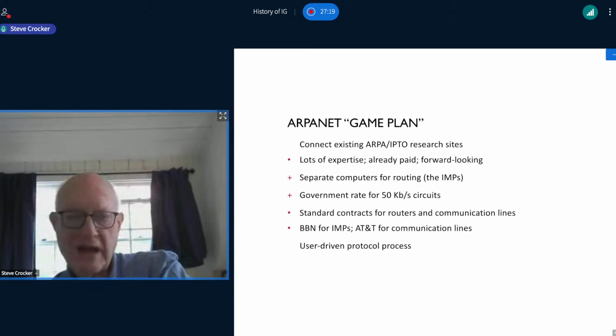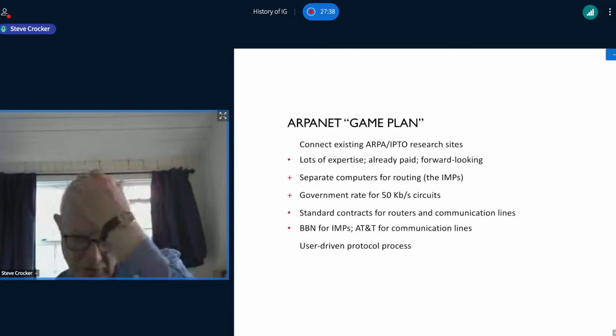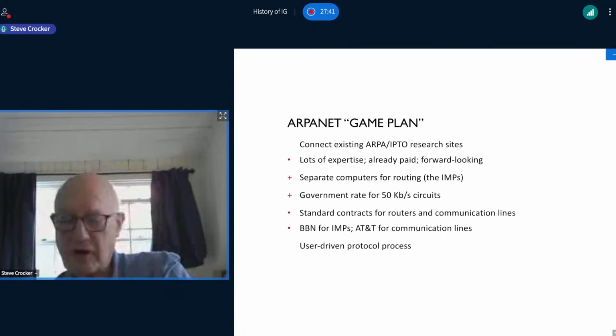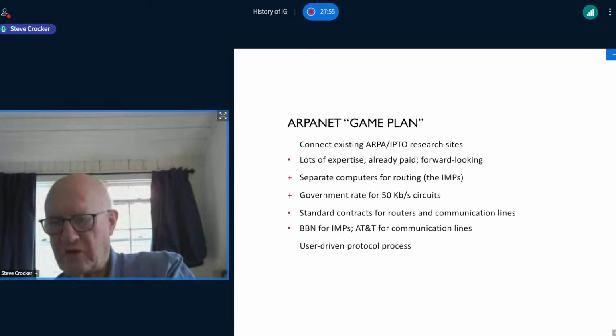Further, the U.S. government had access to buying or leasing these circuits at a price that was qualitatively less than if we tried to do it commercially. So we used the routers that were built by Bolt Beranek and Newman and the communication lines from AT&T, and then left open how the protocols were going to be defined. There wasn't actually a top-level concern going in, but there was a sense of, well, we'll figure it out as we go. Next slide.